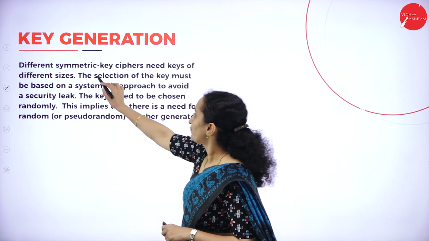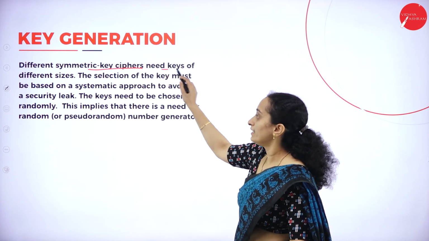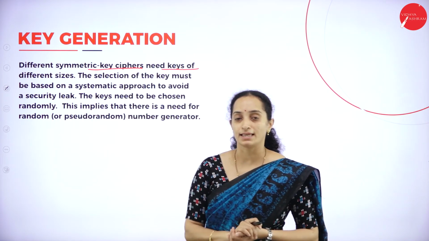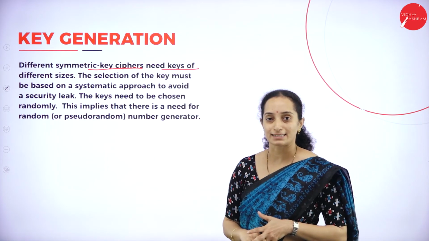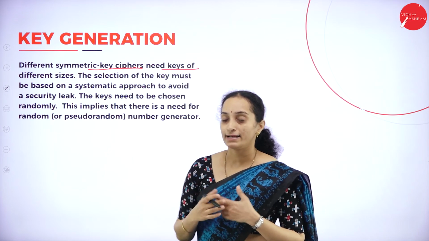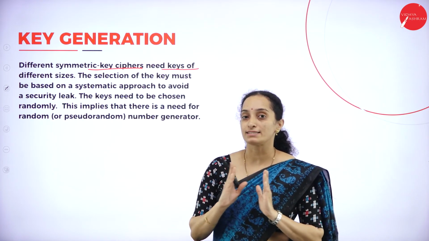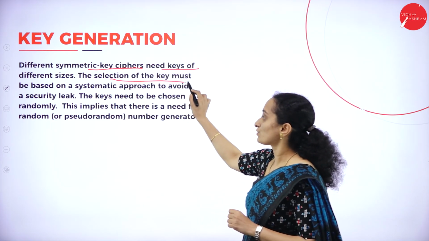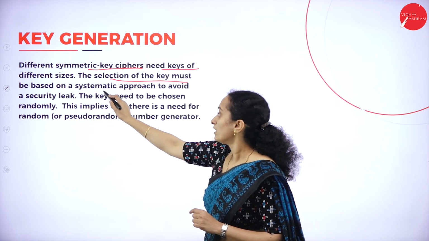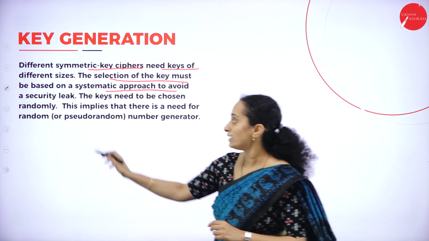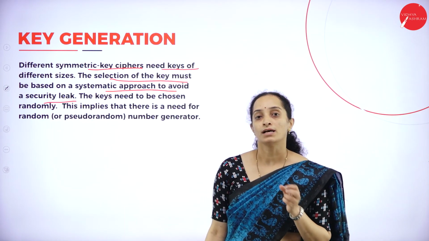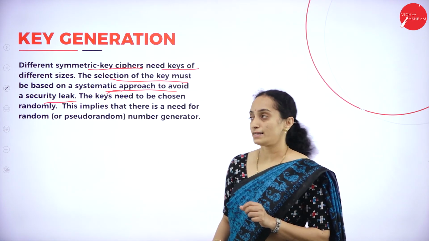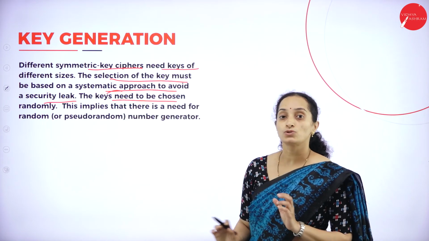Along with that, different symmetric key ciphers need keys of different sizes. If we use different types of ciphers in the symmetric key, we need different sizes of key, isn't it? So the key capacity needed by each ciphering method is different from one another. The selection of the key must be based on a systematic approach to avoid a security leak. So you have to use a minimum number of keys and a maximum number of keys, all with a systematic approach. The keys need to be chosen randomly.